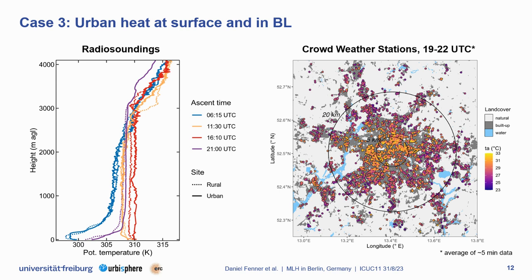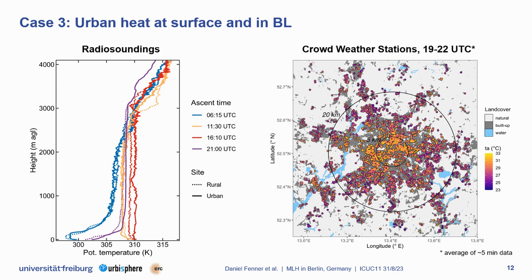Here are radio soundings done concurrently outside the city and in the city. The dotted lines are the rural, the straight lines the urban ones. Although in the higher atmosphere they look relatively the same, there are differences in the morning, where the urban growth is faster, and in particular in the late evening, where we have a significantly warmer atmosphere across the entire boundary layer still over the city.